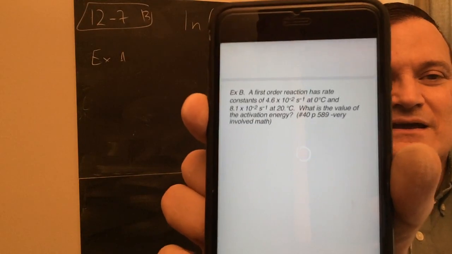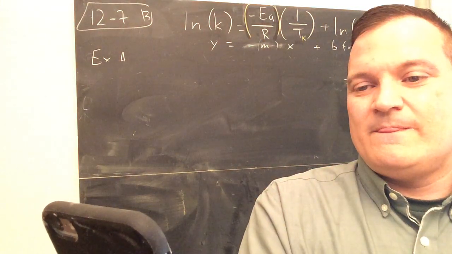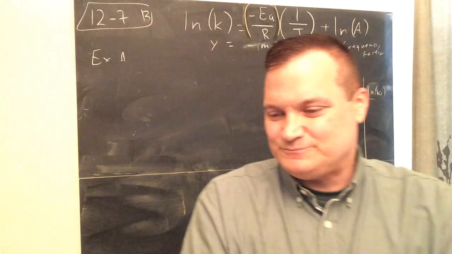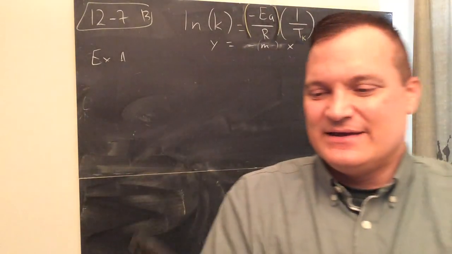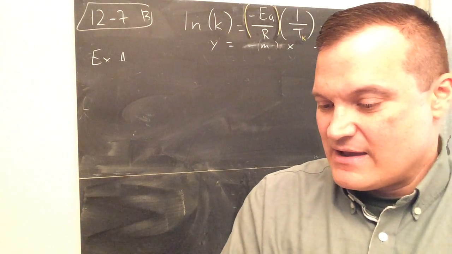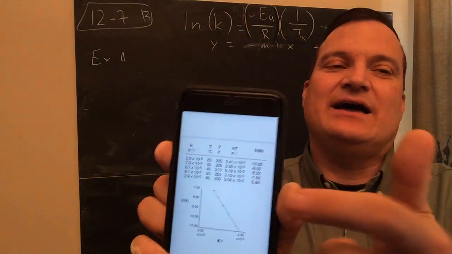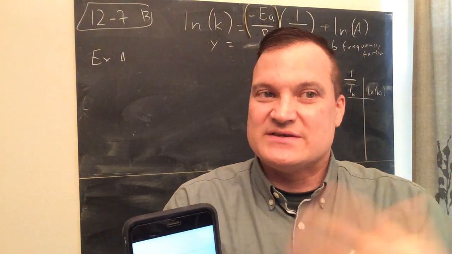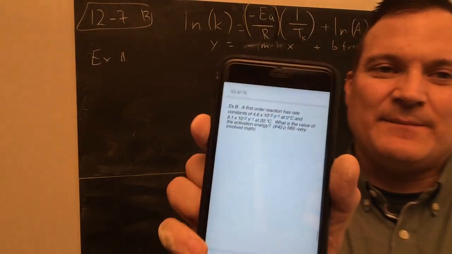All right. Example. Oh, wait a minute. No, I better do this one. I better do example B. Example A, well, anyway, all you do is you find the slope of the line and then you set it to EA over R, then solve for EA. But let me do the next one for you because this is exactly like the homework problem I gave you.